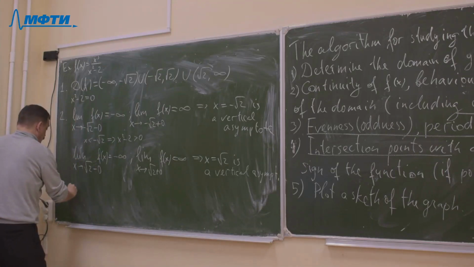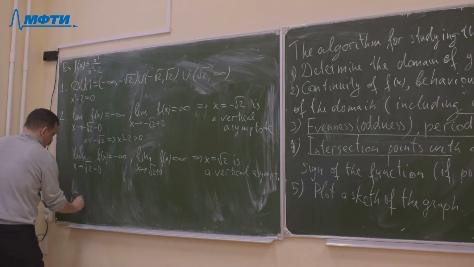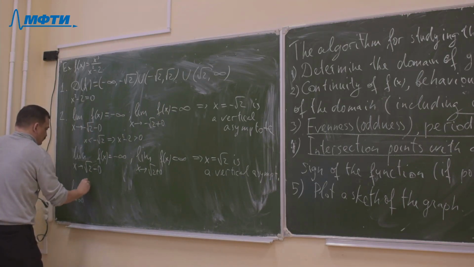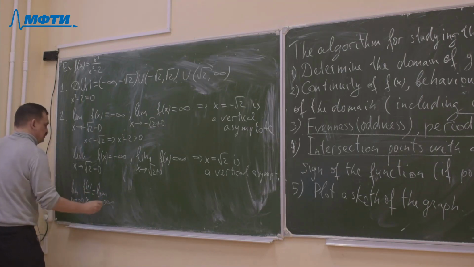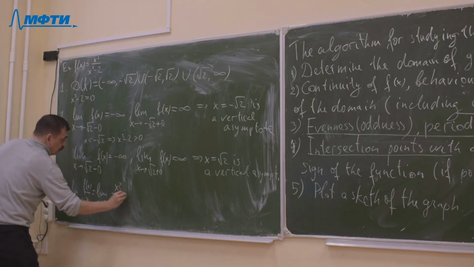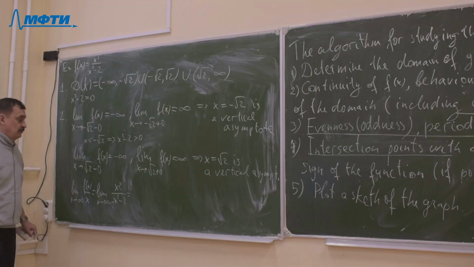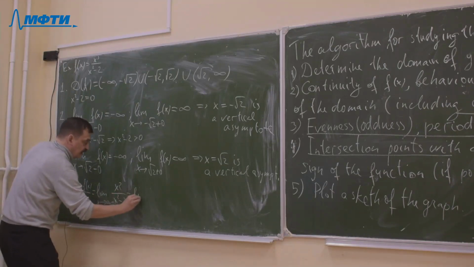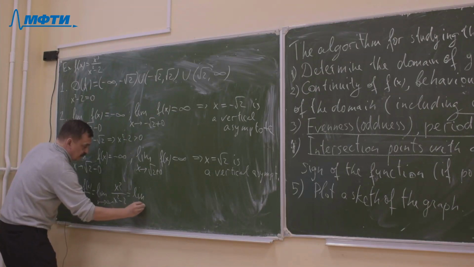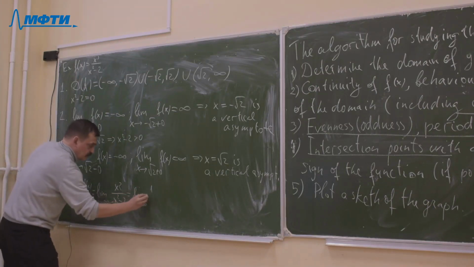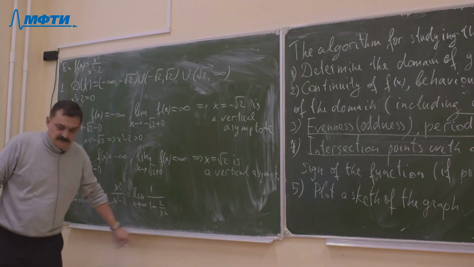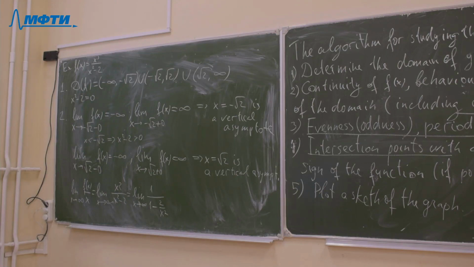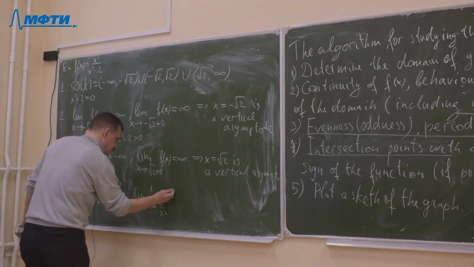Now, the limit as x tends to plus or minus infinity, doesn't matter, of f of x over x, that is the limit as x tends to infinity of x squared over x squared minus 2. We can compute by dividing by the highest degree, 1 over 1 minus 2 over x squared. So 1 over x tends to 0, and we obtain 1.